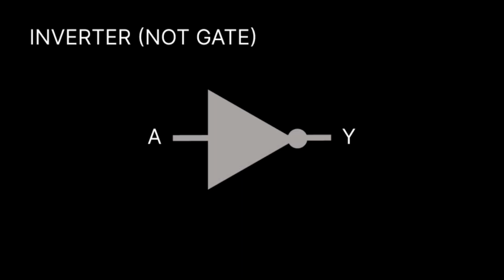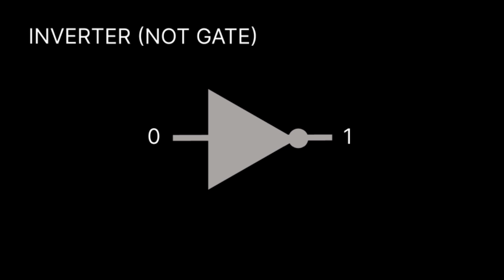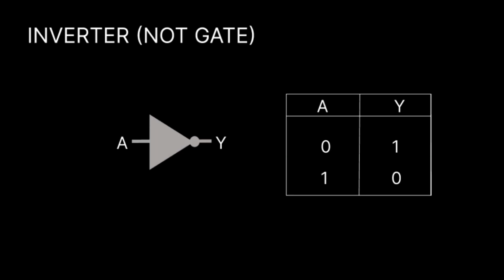The inverter, also called the NOT gate. It produces the inverse or the complement of its input. For example, if it's given a 1, it produces a 0. If the input is 0, it produces a 1. This gate only has one input, so we'll call it A, and we'll call the output Y. When A is 1, the output is 0. When A is 0, the output is 1. This one has a simple truth table. It's just the inverse of the input.